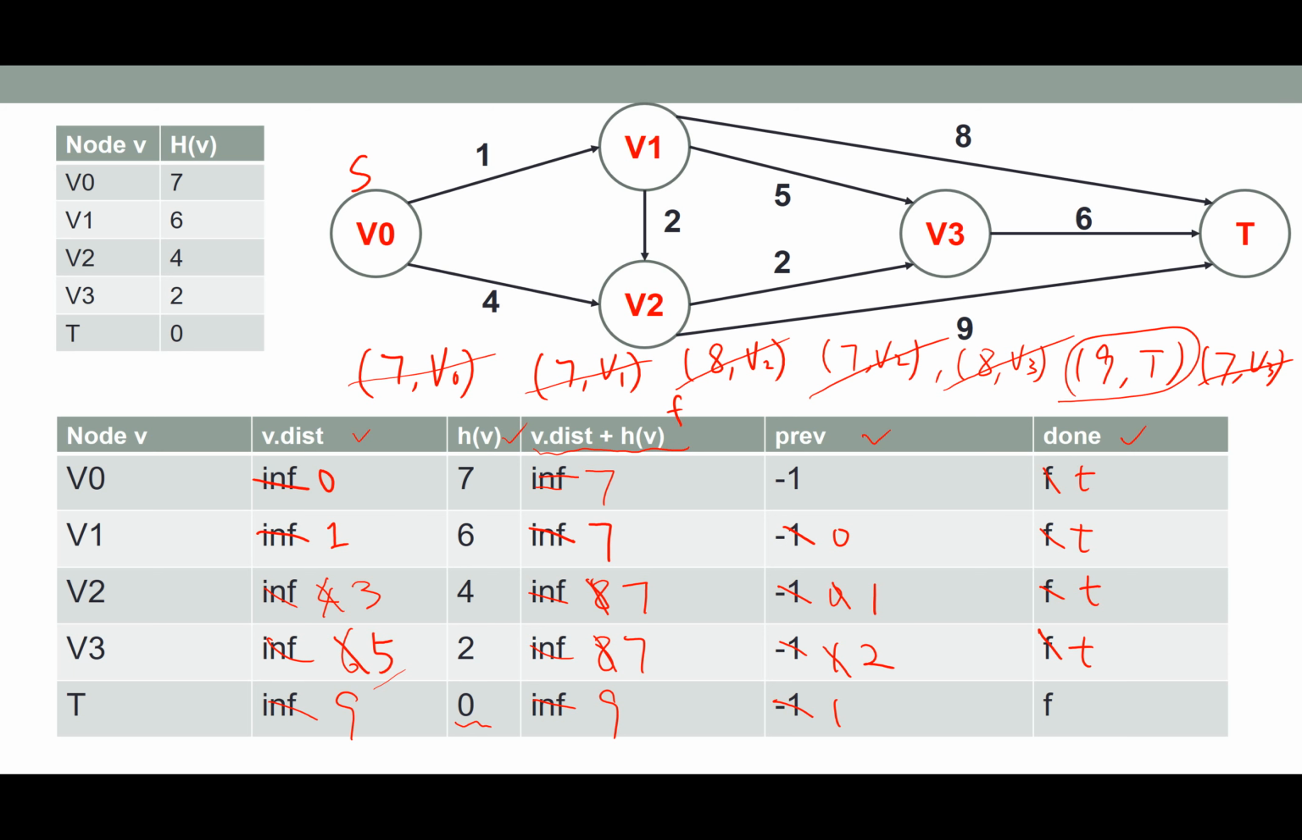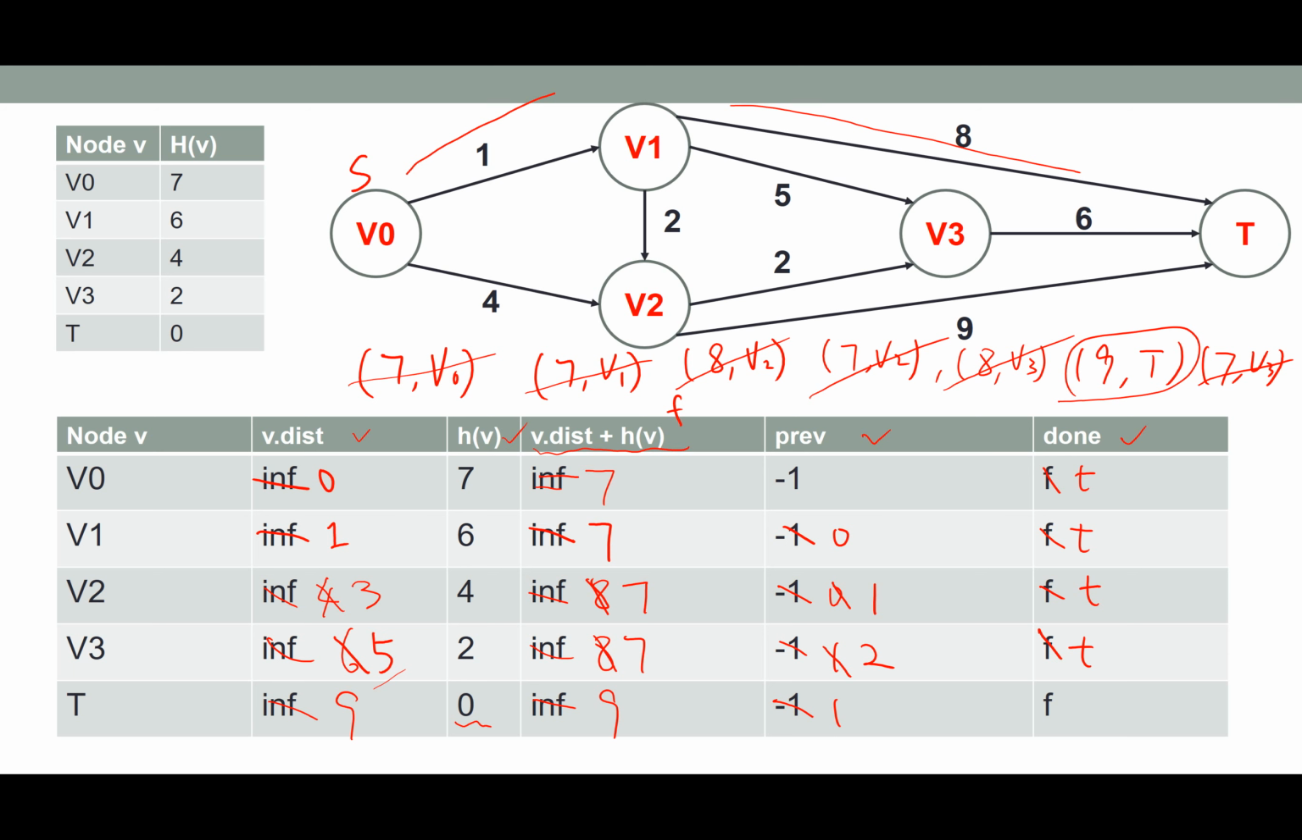The last thing is 9 t. For 9 t, what we have in here is t is the target. We already reached it. So the smallest distance from v0 to t is 9. And if you look at the path, which is this path up there. So this is what A star does.